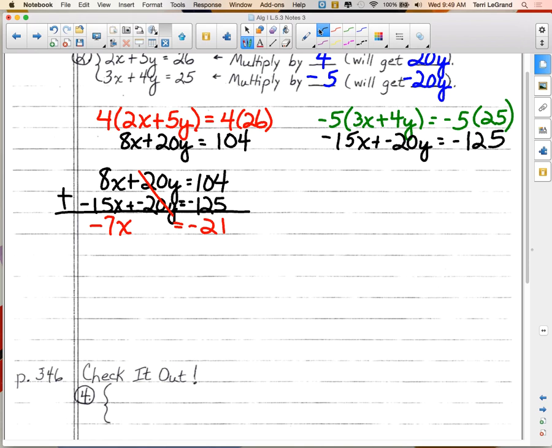Go ahead and get this one solved for x. Let me do it for you, so you can see if you agree with me when you're done. I get x equals 3. And if you're done solving for your first variable, go ahead and get your second variable solved for. You choose which equation you're going to use, because again, you have like 4 choices. So which one do you want to substitute your x value into?